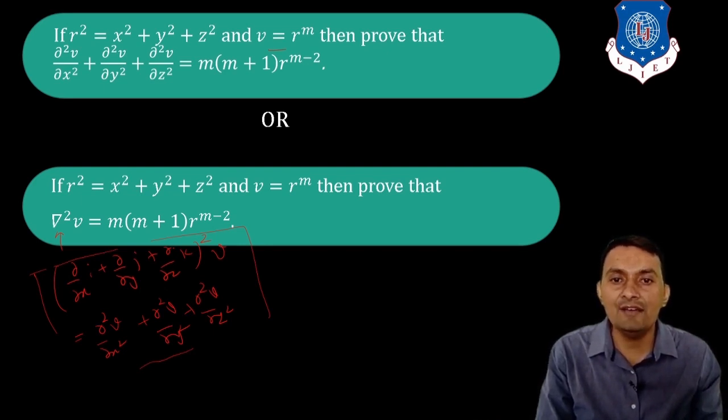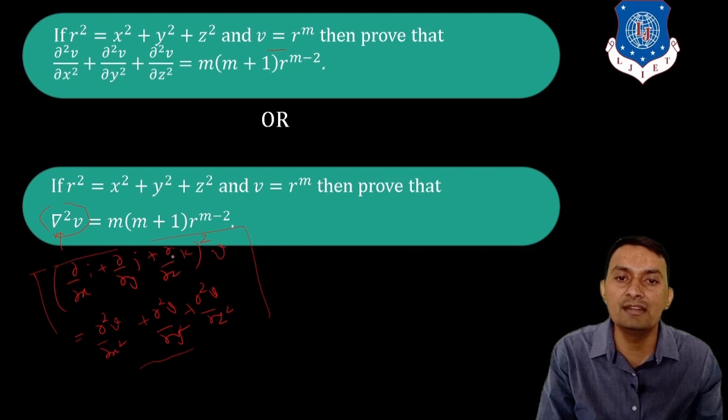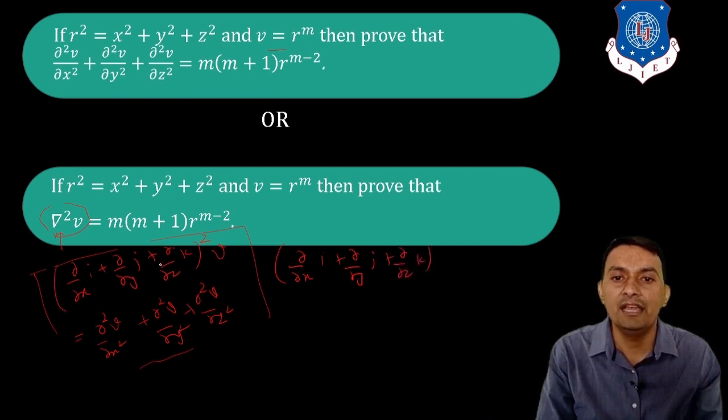That is, we have used only the operator, that is nabla square v. But what is nabla? Nabla, or you can say the delta, is the operator. So (del by del x i plus del by del y j plus del by del z k) raised to power 2. That means this can be written twice, like (del by del x i plus del by del y j plus del by del z k) into v.